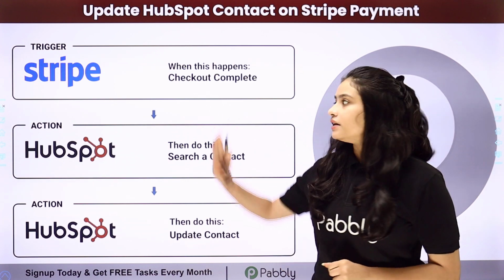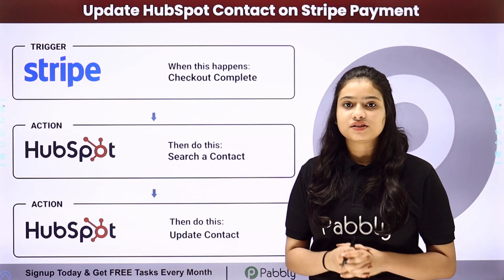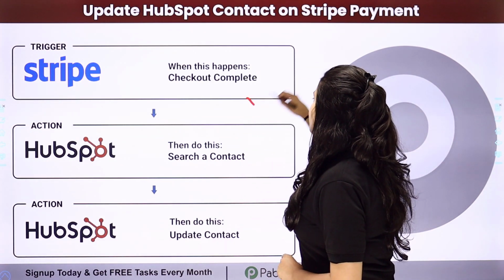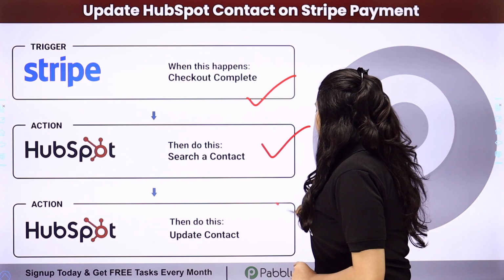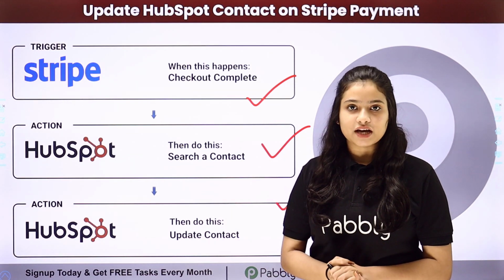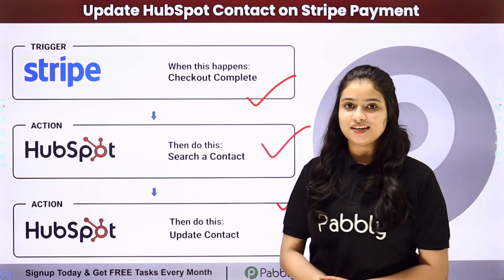For this, we will have to integrate both these applications, and that we are going to do with the help of an amazing automation and integration software, Pabbly Connect. So what we are going to do, we have Stripe in our trigger and HubSpot CRM in our action. So we will be connecting both of them by using Pabbly Connect in order to automate this entire process. And to learn this entire automation step by step, let me take you all to my screen.